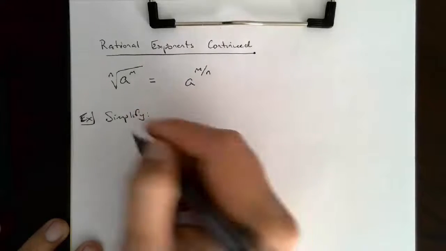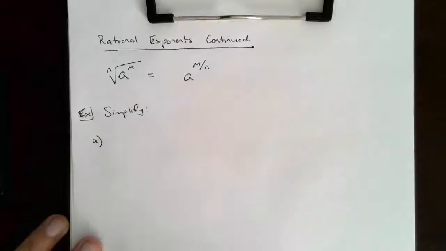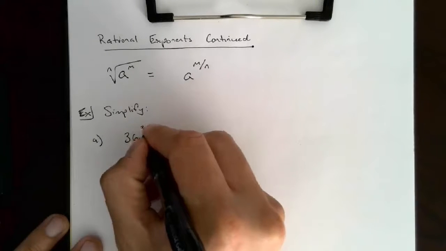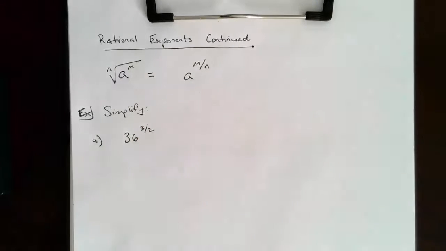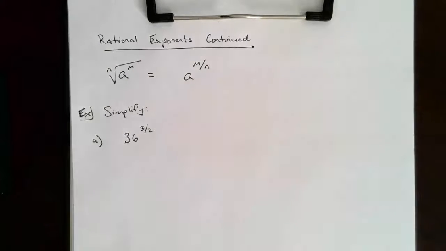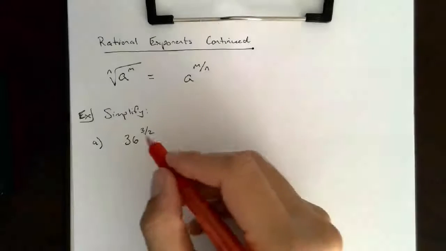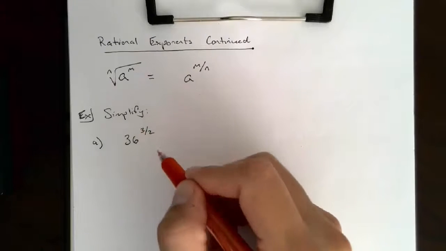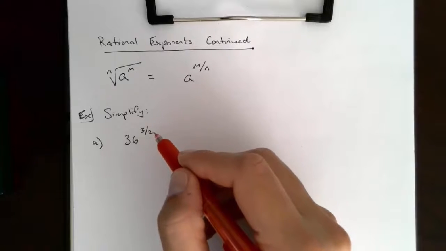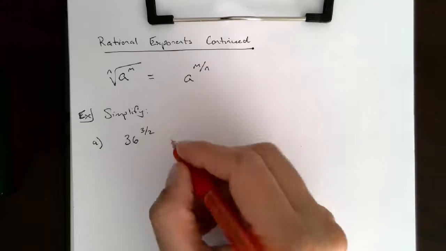If I said to simplify, the first one I'll look at is 36 to the 3/2 power. Now, we're going to do this without a calculator. You should be able to do this without a calculator. So first off, what's the base here? Well, the base is 36. It's what's being raised to the power. And what's the power tell us? Well, the power of 3 says raise to the third power, and the 2 in the denominator tells you to take the square root, right? The second root would be the square root.